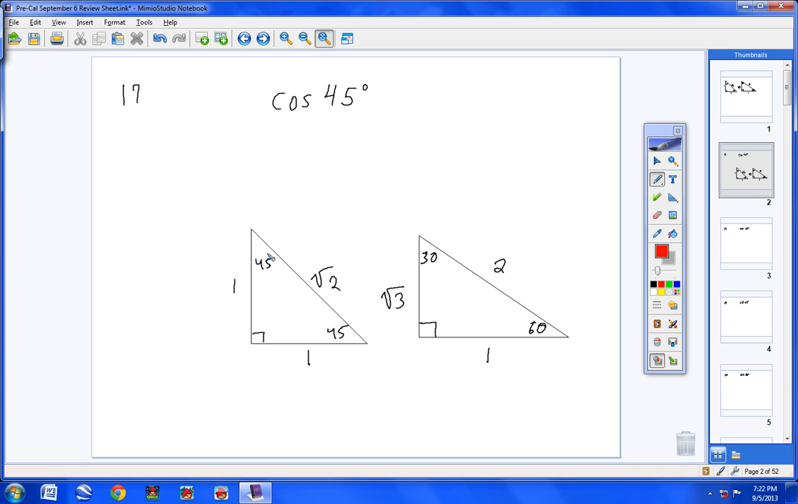We're dealing with 45, so we're going to circle 45. This would be the opposite side. This is your hypotenuse. This is the adjacent. Cosine is adjacent over hypotenuse, so 1 over square root of 2. Multiply the top and the bottom by the square root of 2 to get rid of that radical in the bottom, and you get square root of 2 over 2. Don't reduce those. One's an outside number and one's an inside number.